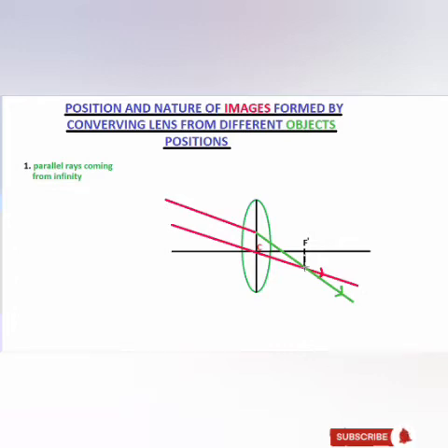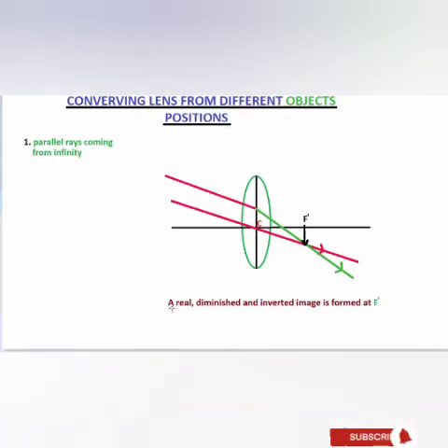So you can see the nature of the image. I'll draw my image from F down to the point, with the arrows indicating that the image is inverted. So the nature of the image formed is that a real, diminished, and inverted image is formed.